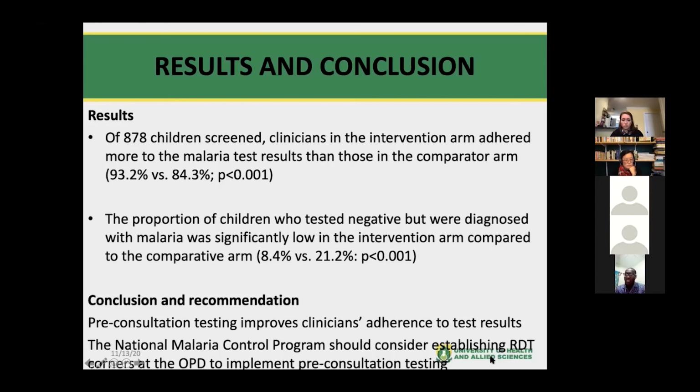Also, the time spent, because that was one of our study objectives. With regards to the time spent, a patient's waiting time was significantly lower in the intervention arm, which was on average 2.61 hours, as compared to the comparator arm, which was on average 3.42 hours. So based on our study results, we concluded that pre-consultation testing significantly improves clinicians' adherence to malaria test results and shortens patients' waiting time at the OPD.